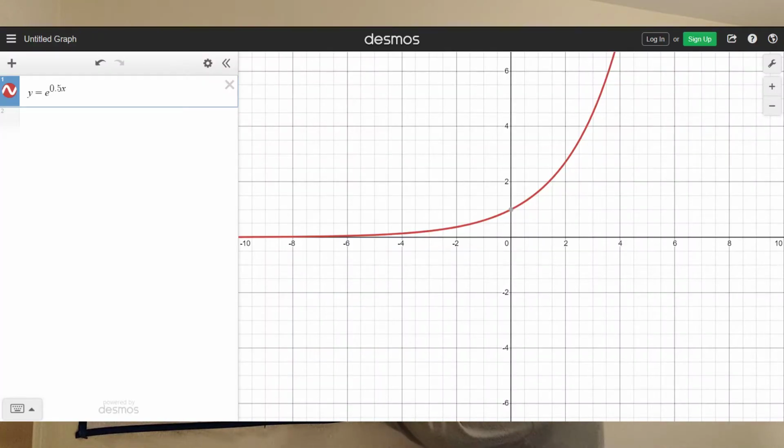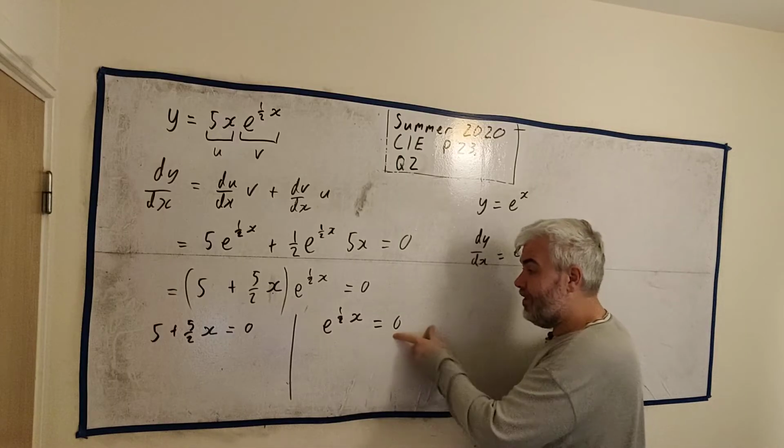It's a graph of e to the half x. And as you can see, it never quite equals 0. It gets close as we go further and further left. It'll get very close, but it'll never quite equal 0. So that means this is impossible.